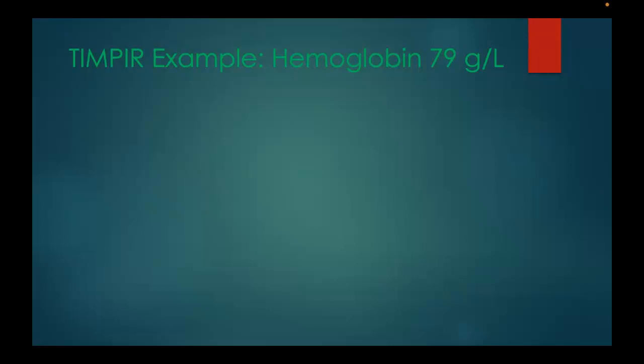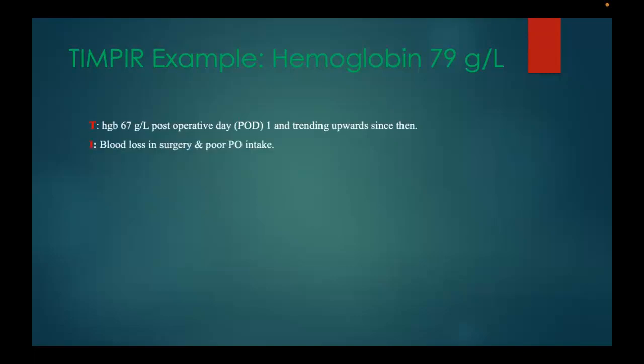Okay, so hemoglobin is 79, looking at that. Well, what's the trend? Well, it was 67 post-op day 1. So that was quite a bit lower before. So it's been trending upwards since then. That's a good piece of data to know, and we can be a little bit relieved about that. Well, identifiable causes is obviously blood loss and surgery, potentially poor PO intake, contributing to the anemia.